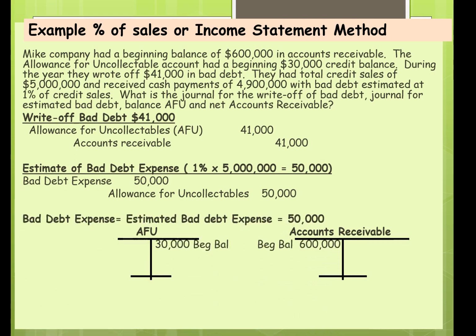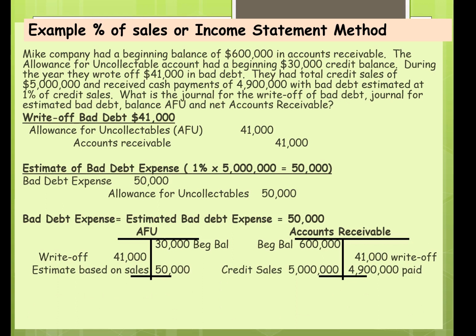So we had a beginning balance of $30,000 in allowance for doubtfuls, $600,000 in accounts receivable. We had write-offs of $41,000, and we had sales of $5 million, paid $4.9 million, and we had an adjustment to our allowance for uncollectible based on our estimated bad debt expense. And now we're going to end up with an ending balance in allowance for uncollectibles of $39,000, and our accounts receivable is $659,000.